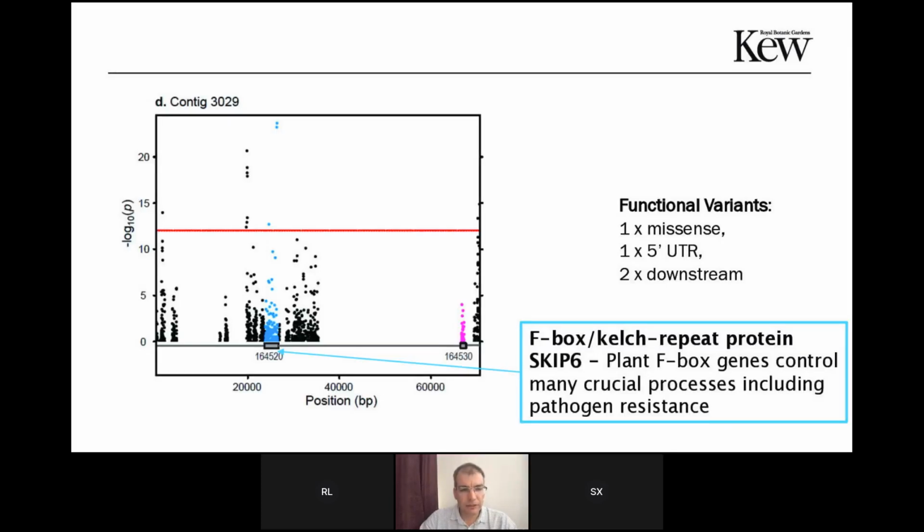And when we drilled down into what genes might be hit in these peaks in the Manhattan plots, some of them had previously been annotated by studies on plants like Arabidopsis as being genes that could plausibly be involved in pathogen resistance. So for example, here's one of our hits. It's an F-box gene, and in it we found one missense mutation, one mutation in a 5' UTR, and a couple of downstream mutations. So it was plausible that we'd found a biologically meaningful signature here.